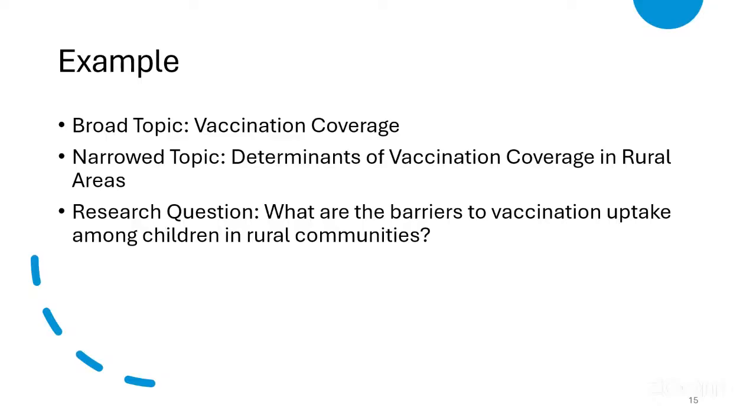Let's look at the PICOS. The population group is what? The population group is children in rural communities. So what is the intervention? In this case, we're not looking at an intervention, but at a proxy for intervention. And in this case, it's vaccination uptake. That's what we are interested in, the intervention in this case.